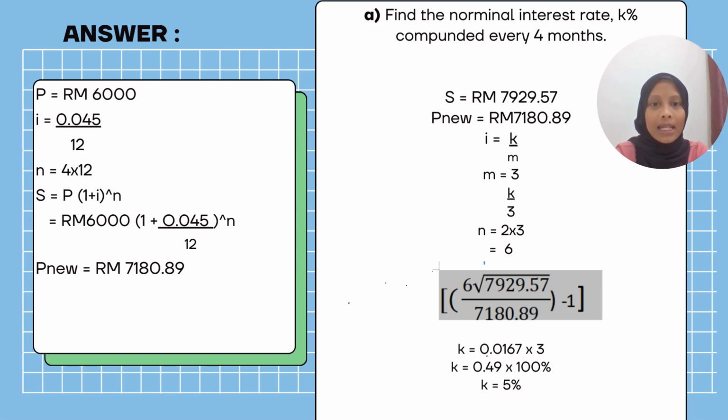To find K, the formula is I equals K over M. So M equals 3, so K over 3. N is 2 times 3 equals 6. We can put it into the formula as shown in the gray color below. So we can get K equals 0.0167 times 3. So K equals 0.05 times 100%. So we can get the answer for K equals 5%.